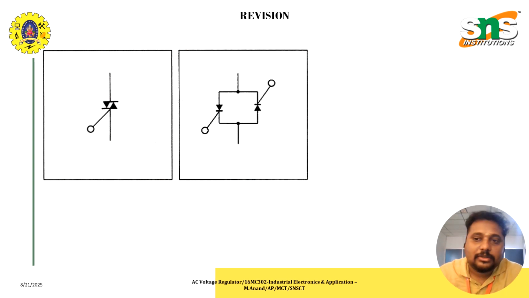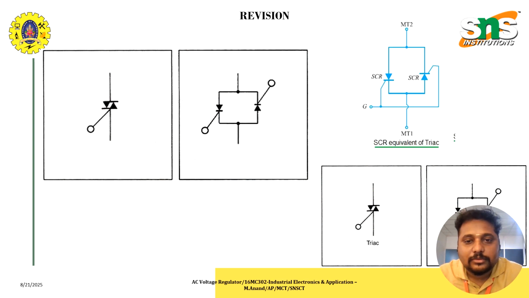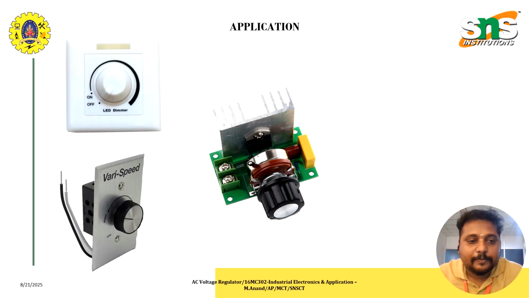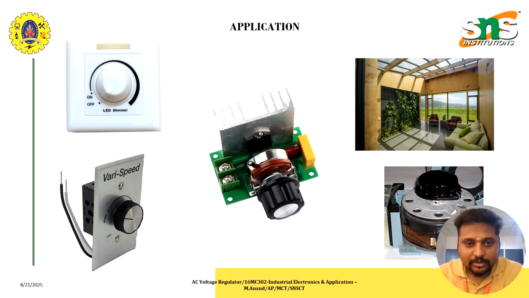So we introduce one more device, that is the anti-parallel SCR. This is one SCR, and this is another SCR, combined together to form anti-parallel SCRs. This pair of SCRs is used to control the voltage regulation in all kinds of circuits. This is one of the applications: SCRs are mainly used in fan regulators in day-to-day life, and likewise in industrial AC voltage regulation.